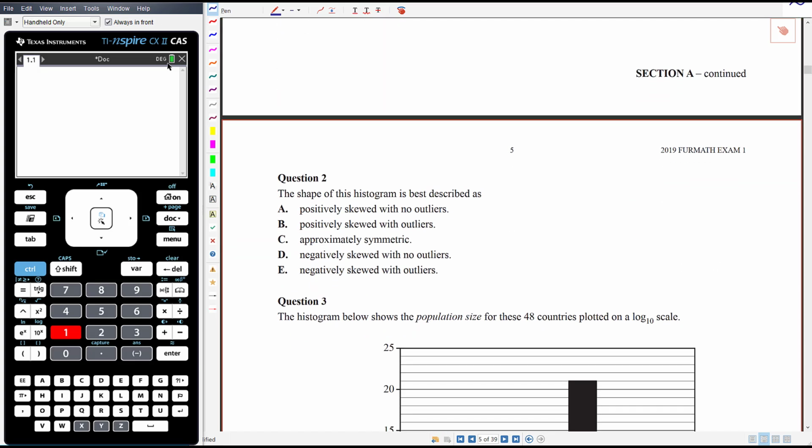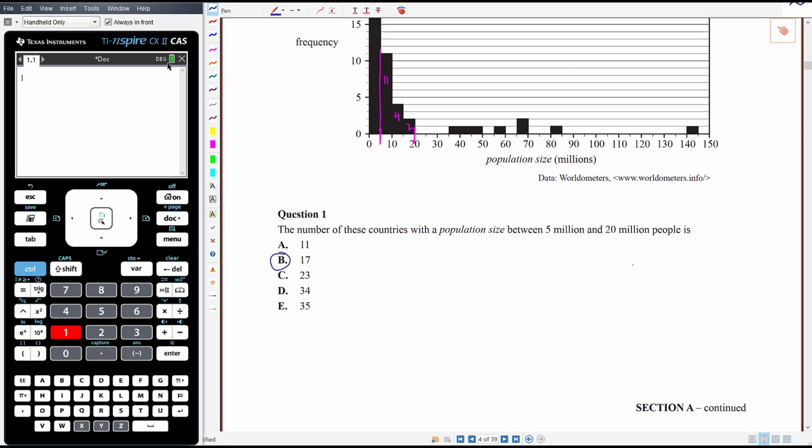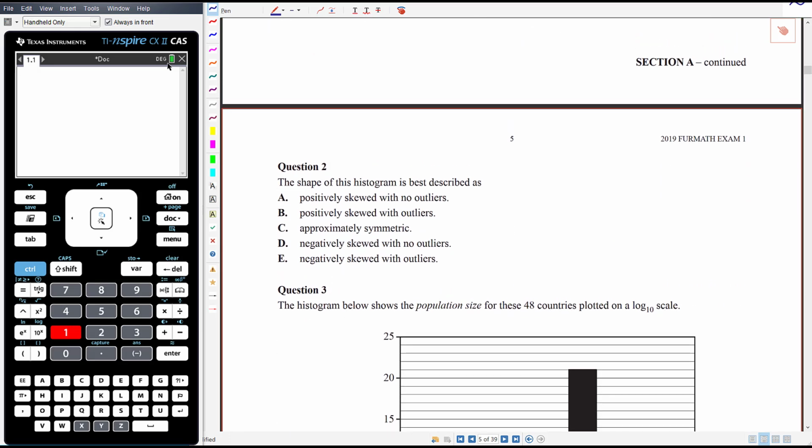Question 2. The shape of this histogram is best described as... Okay, so it's clear there's quite strong skew here. It is positively skewed, given that it's been pushed from the positive end. And I would say it definitely looks like there might be an outlier. So in terms of the shape, positively skewed with outliers would be the answer that I would give there.